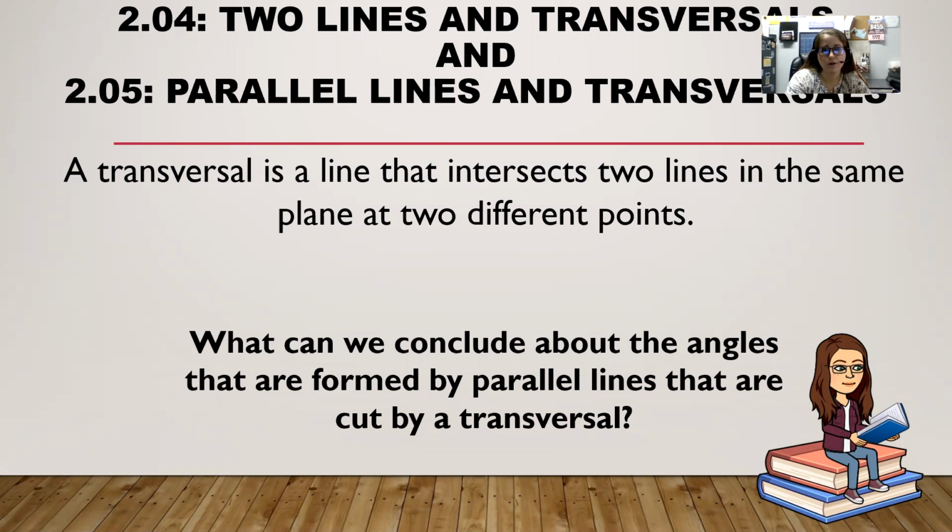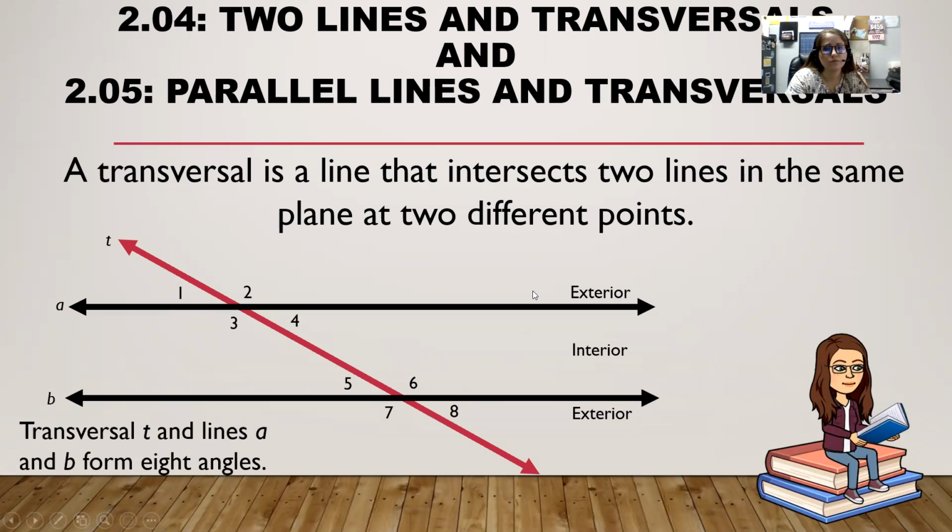Okay. And during the course of this unit and this recording, what we want to look at is what are we able to conclude about the angles that are formed by parallel lines that are cut by a transversal. So are they equal, or can we figure out what a missing angle is if we know what one of those angles already is? Okay, and that's what we're going to look at today.